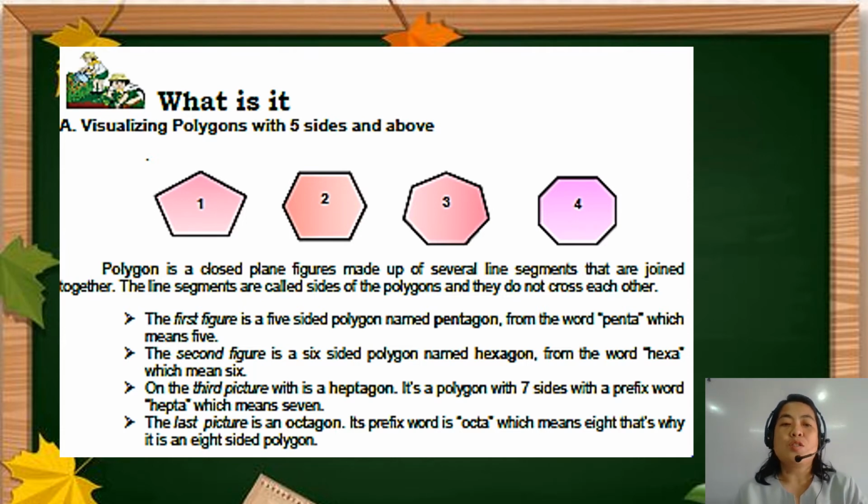So, a polygon is a closed plane figure made up of several line segments that are joined together. The line segments are called sides of the polygon and they do not cross each other. The first figure is a 5-sided polygon named pentagon.